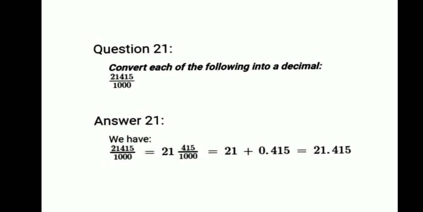Next, convert each of the following into decimal. 21415 upon 1000, 21415, and here there are 3 zeros in the denominator place in 1000, and you can put your decimal point before 3 digits in the numerator, and you can write in this way, 21.415. Understand?